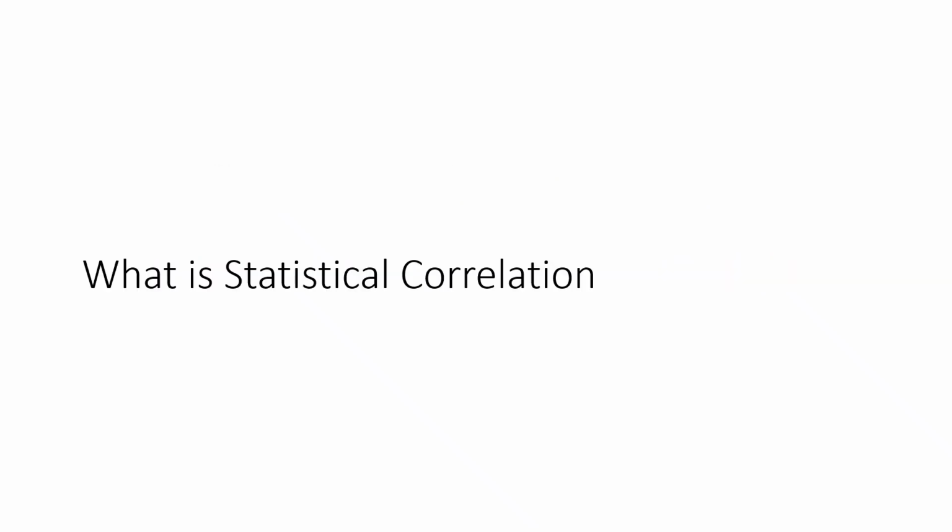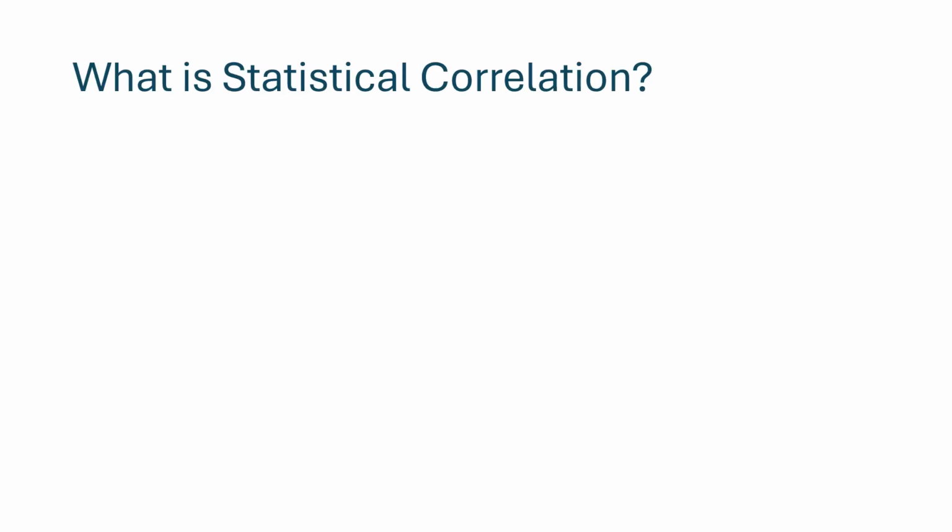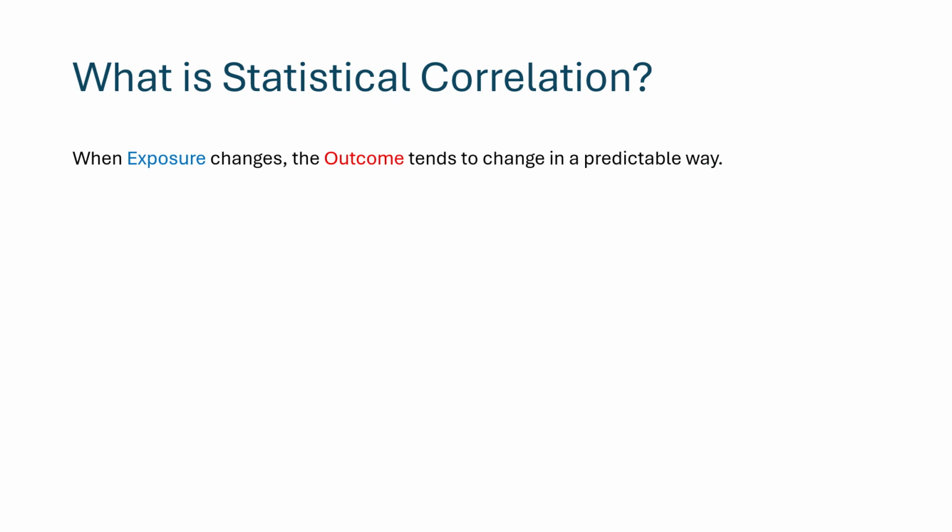Let's begin with a quick overview of what statistical correlation means. Then we'll break it down into its three core components, what we call the 3 Cs of correlation. What is a statistical correlation? When exposure changes, the outcome tends to change in a predictable way.